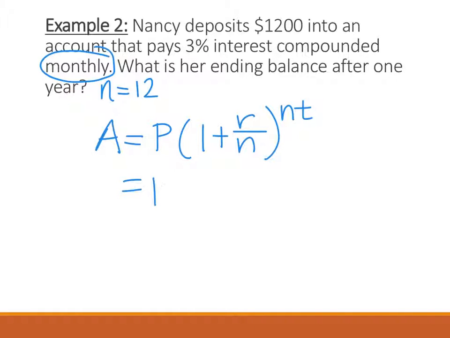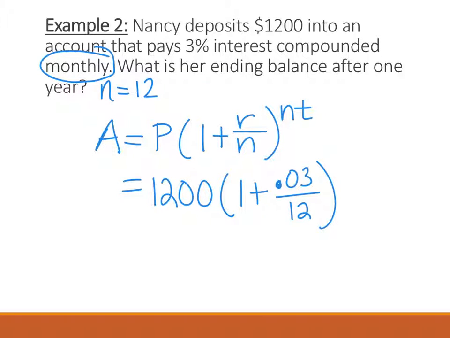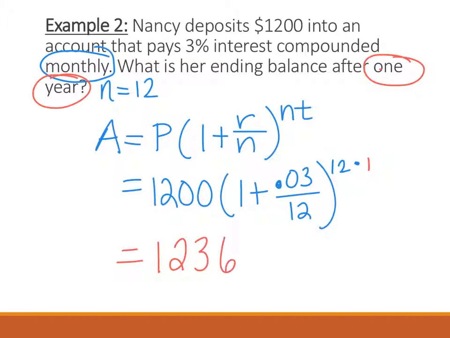I'll replace principal with 1,200, rate with 3% written as a decimal, so that's 0.03, N with 12 because I'm compounding monthly. I'll also replace the second N, the one that's in the exponent, with 12. And since I want the ending balance for 1 year, I'll replace the T with a 1. My calculator will do the computation for me. So if you plug all of this into your calculator as written, then the calculator will deliver back the amount that will be her ending balance, and that amount is $1,236.50.